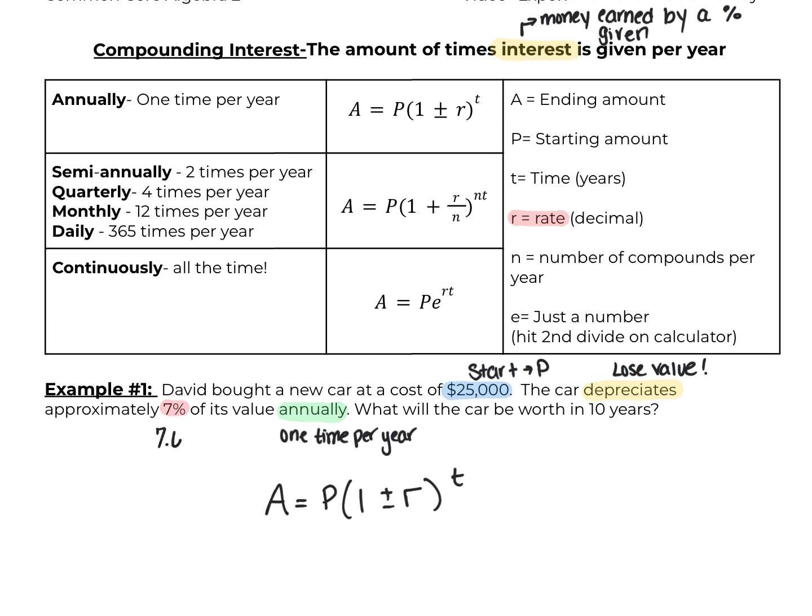So 7% is the same thing as saying 7.0%. And when we change a percent to a decimal, we want to move the decimal place 2 places to the left and put a 0 as a placeholder. So it's 0.07. You don't need the 0, but 0.07 as a decimal. So now we're ready to go.